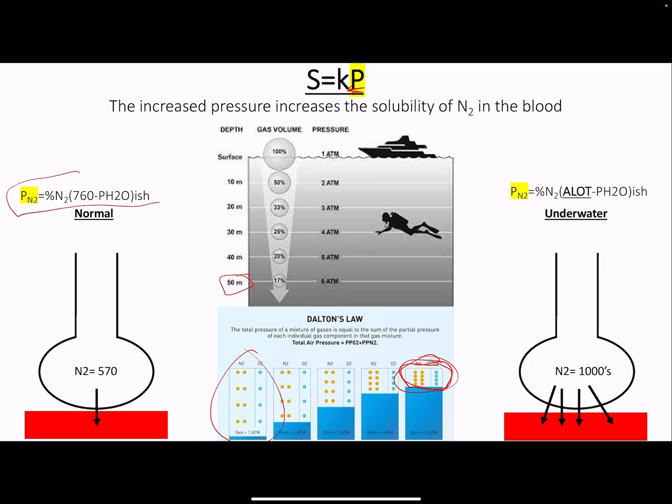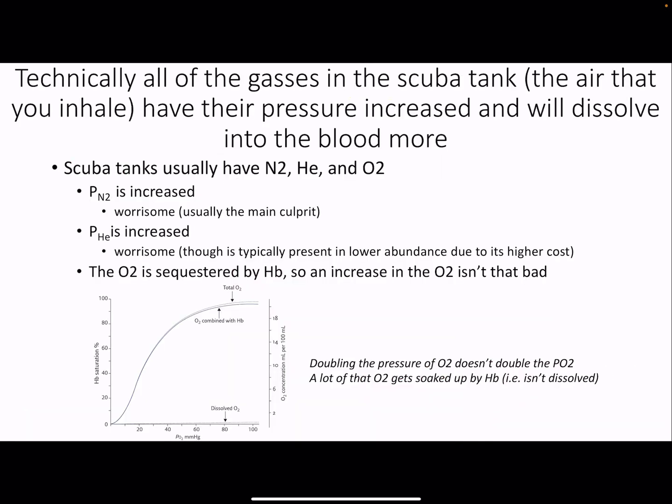So this is the alveolar gas equation, but instead I've just made it for nitrogen. The idea is that 760 now becomes a lot when you go underwater. And so we had a little bit of this going to our blood. Now I just have a ton. I just have a ton of nitrogen going inside of my blood when I go underwater.